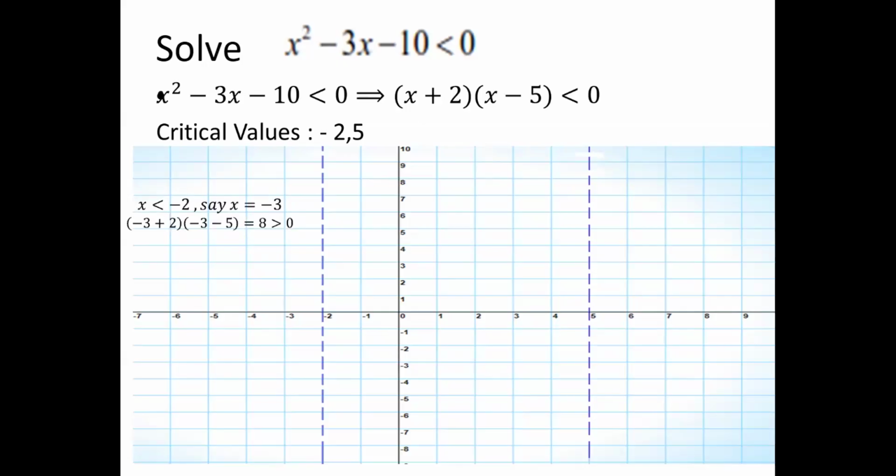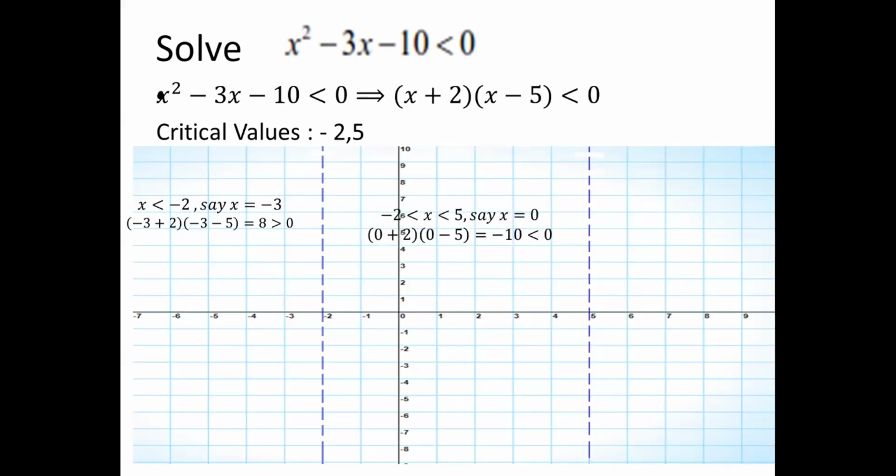So note here, I took a number less than -2. I took -3. Put it in the quadratic, you get 8. 8 is greater than 0. Therefore, x less than -2 is not a solution. We don't discard those numbers on the number line. Let's take a number from in between here now, right?